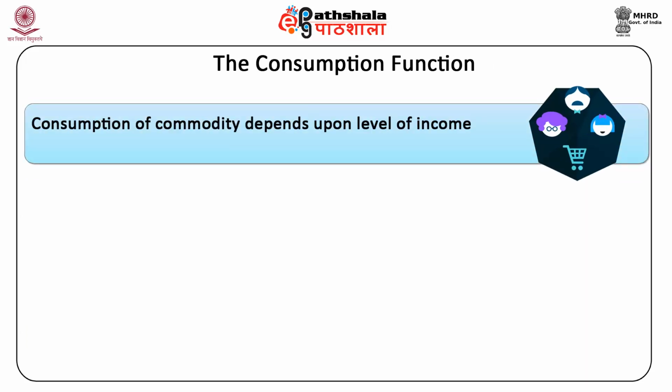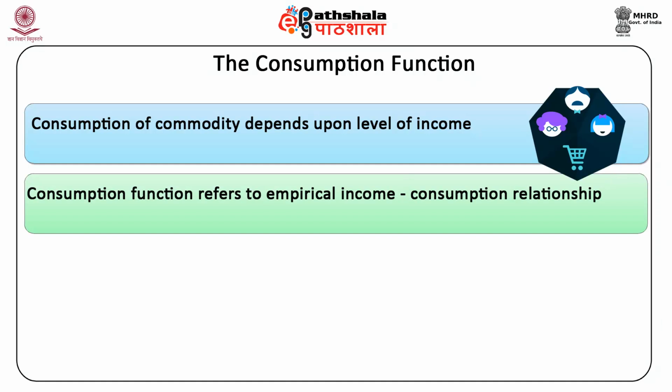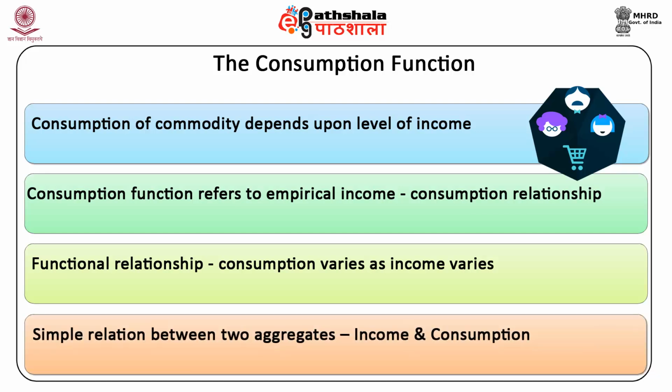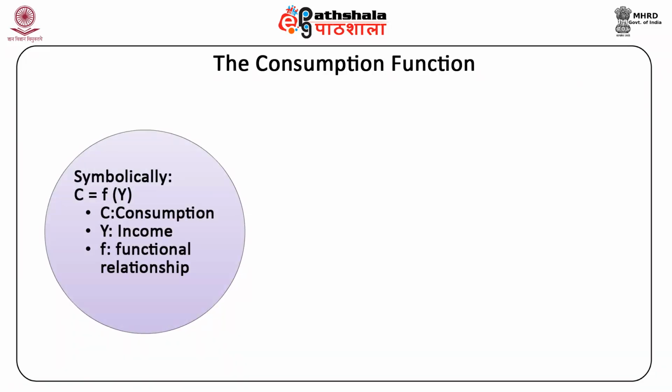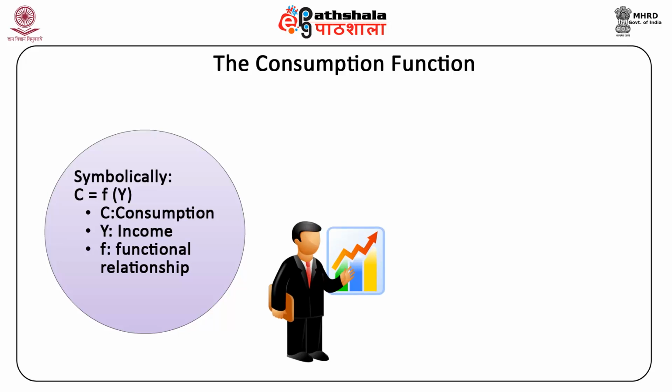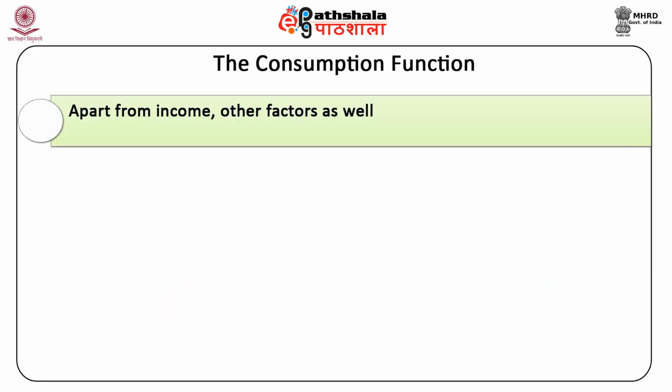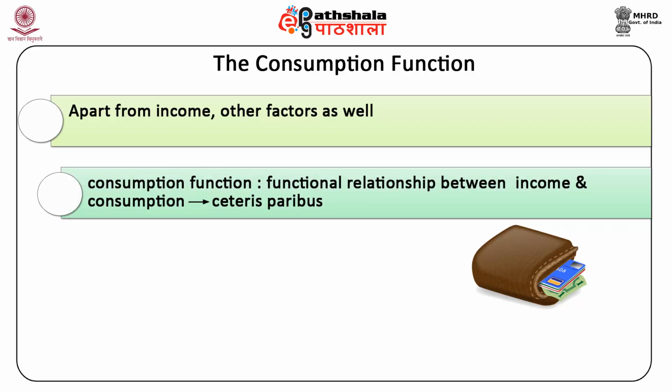The consumption of a commodity depends upon the level of income. The consumption function refers to an empirical income-consumption relationship. It is a functional relationship indicating how consumption varies as income varies. It is a simple relation between two aggregates, income and consumption. Symbolically, the relationship is represented as C equals f of Y, where C represents consumption, Y represents income, and f is the functional relationship. In the functional relation, consumption is the dependent variable and income is the independent variable. Apart from income, there are other factors as well. However, the consumption function represents a functional relationship between income and consumption based on the ceteris paribus assumption.